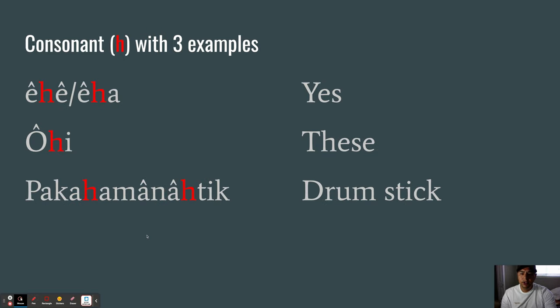Consonant H with 3 examples. Ihi or eha, ihi or eha, which means yes. Ohe, ohe, these. Pagahamanatik, pagahamanatik, which is a drumstick, not the kind from KFC, the ones you use to actually drum.